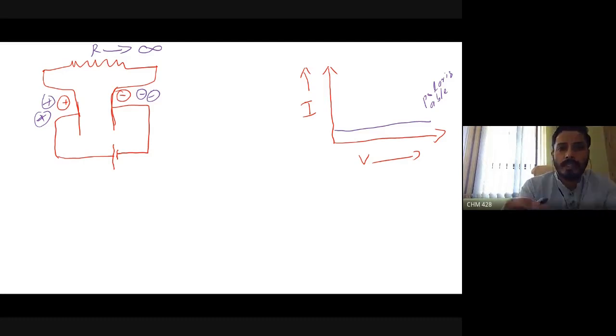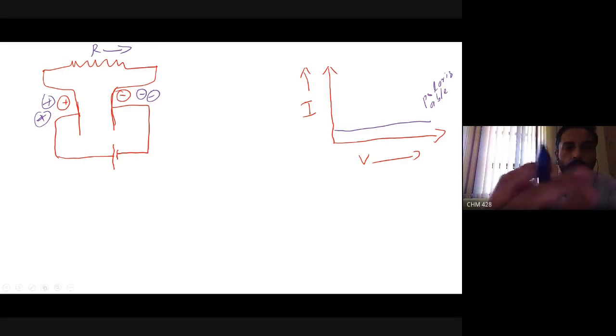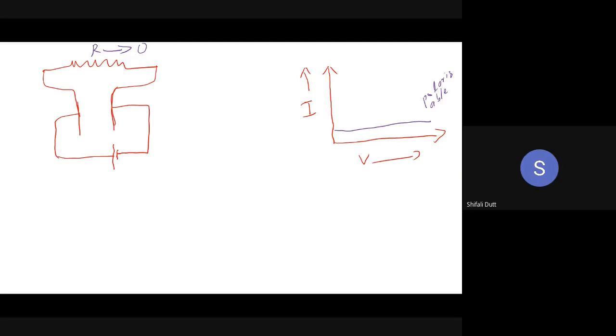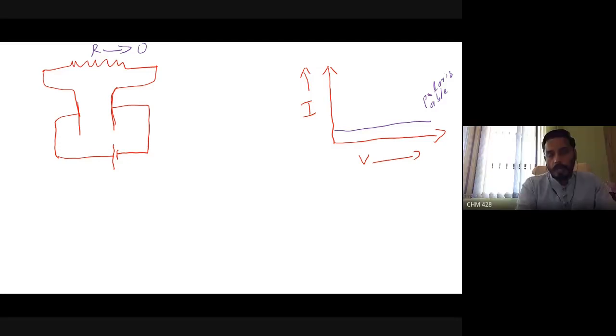What will happen if the resistance tends to 0? If the resistance tends to 0, what will happen? You're applying a voltage. There will be more charge transfer across the resistor. Yes. Who is telling this? I cannot see the people, that's why I'm asking. Shifali, okay.